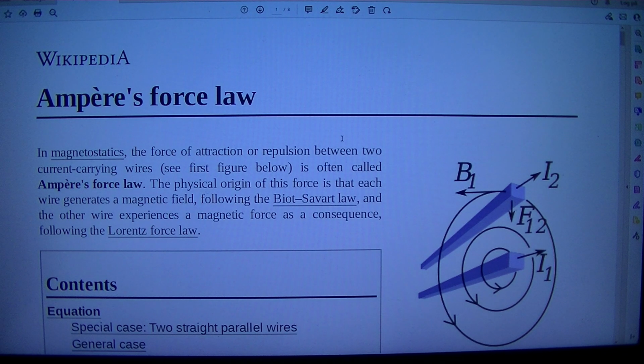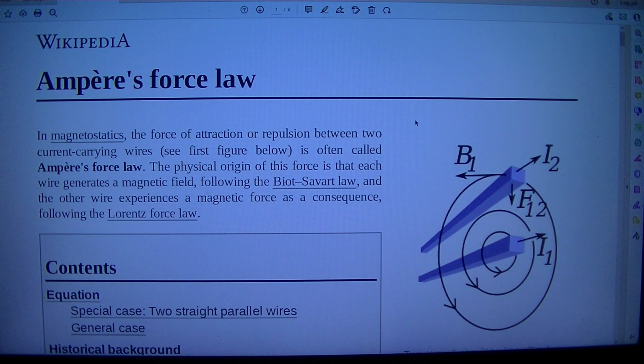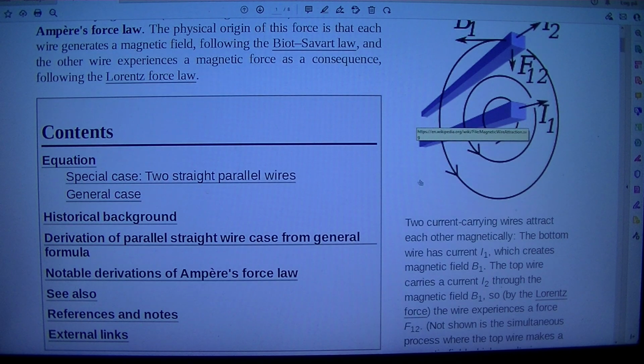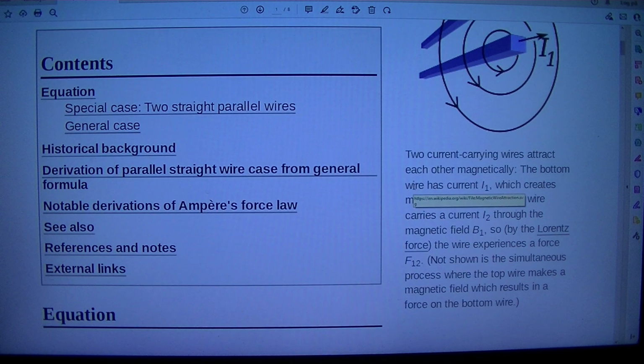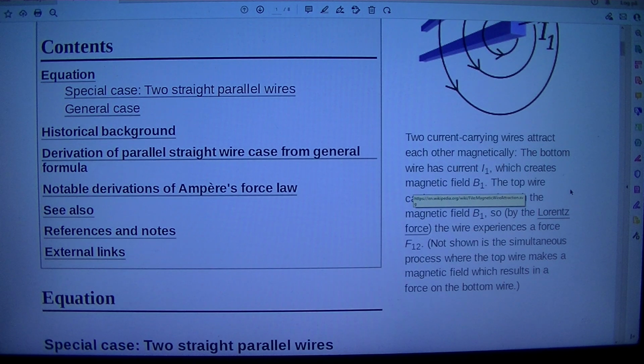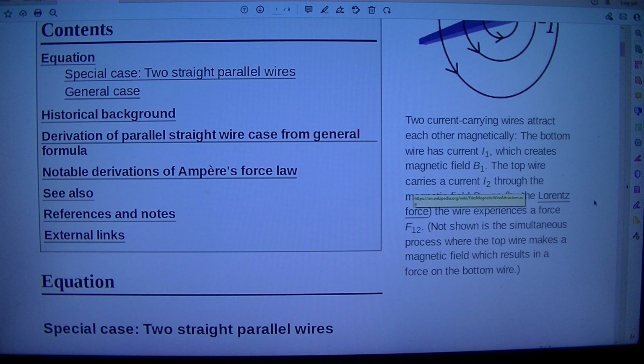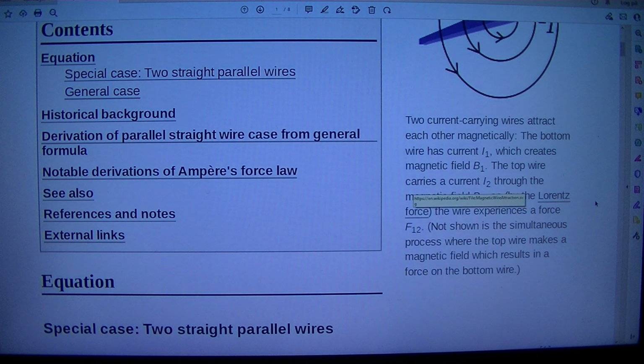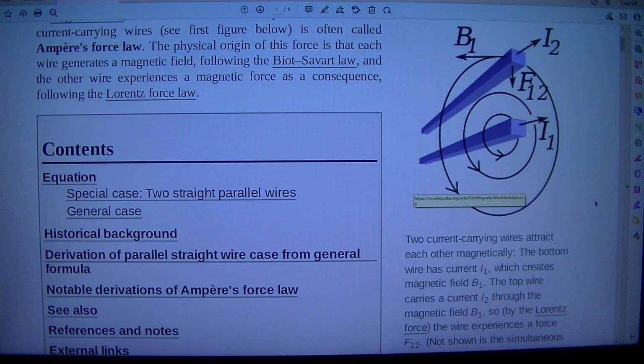Ampere's force law. Two current-carrying wires attract each other magnetically. The bottom wire has current I1, which creates magnetic field B1. The top wire carries a current I2 through the magnetic field B1, so, by the Lorentz force, the wire experiences a force F12. Not shown is the simultaneous process where the top wire makes a magnetic field which results in a force on the bottom wire.